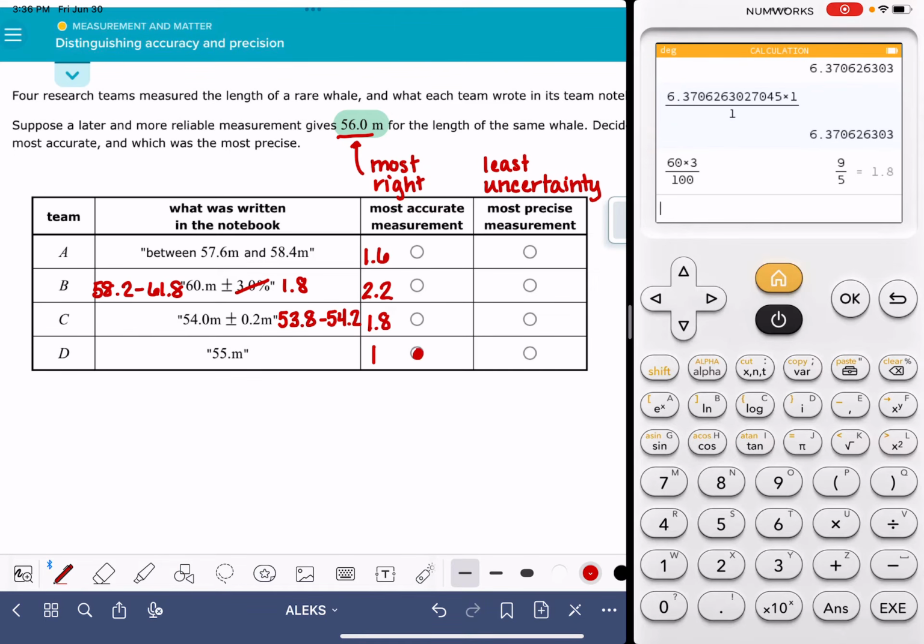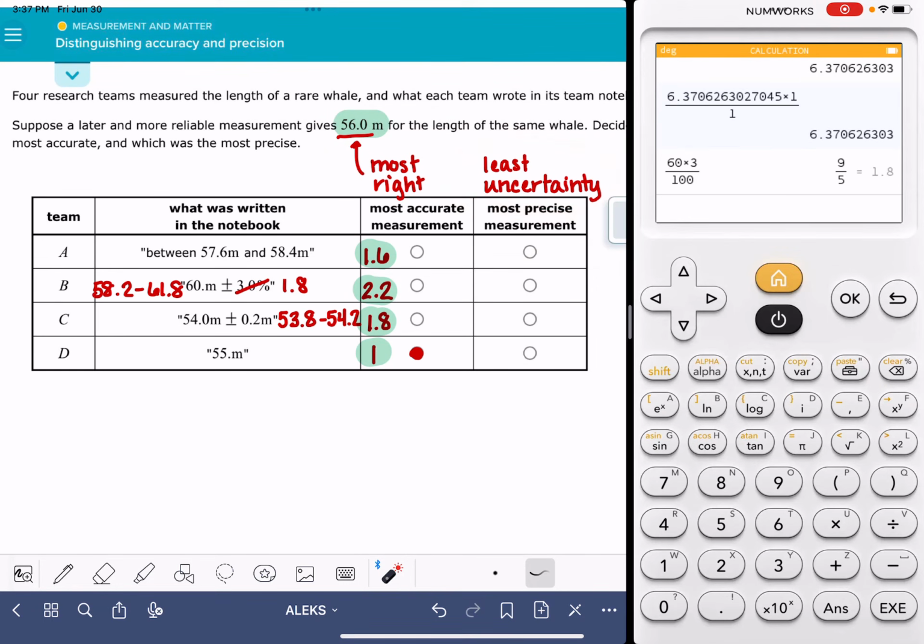So the measurement of 55 is the one that was the most accurate. It was just based off of these numbers right here. It was the one that was the most right. They came closest to the actual value of 56.